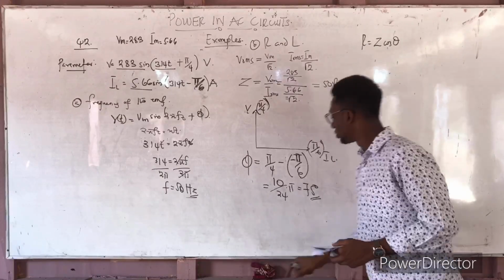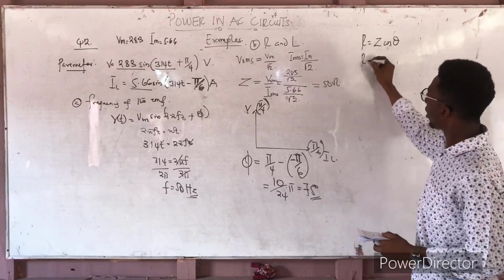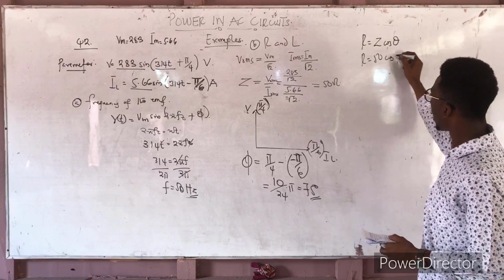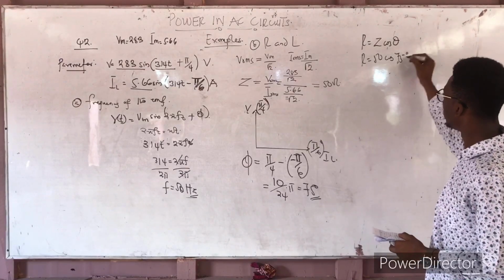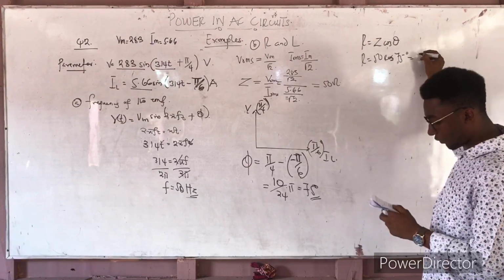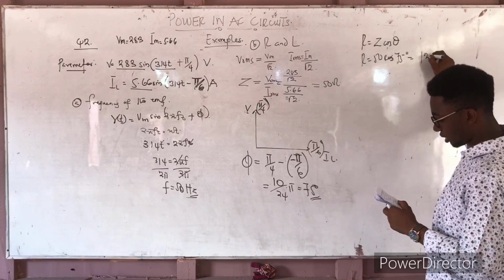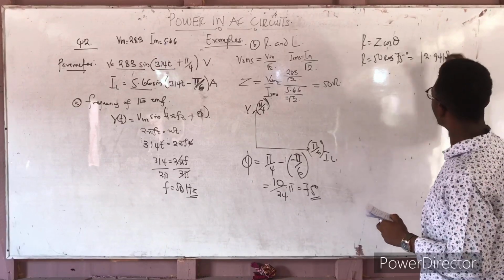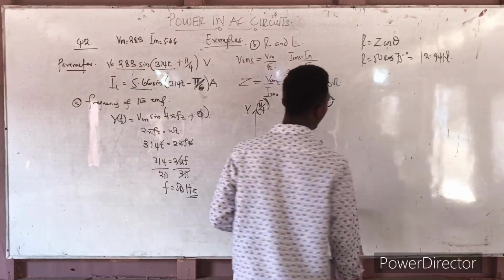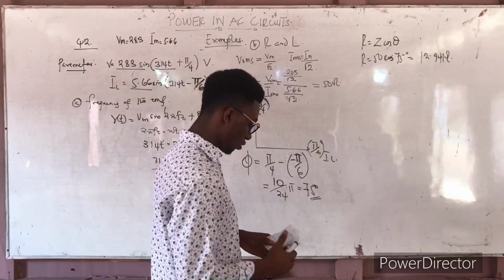So now if you do this, our R simply becomes 50 cos of the angle 75 degrees, and that will give you 12.941 ohms.